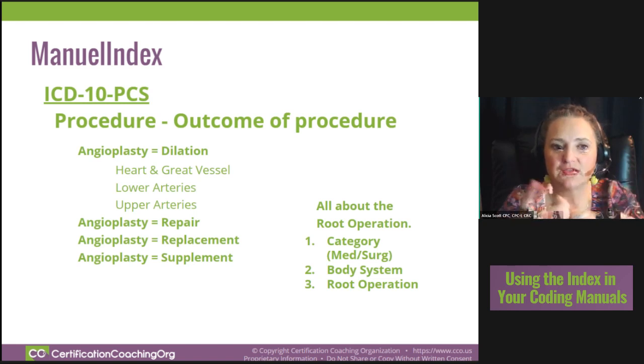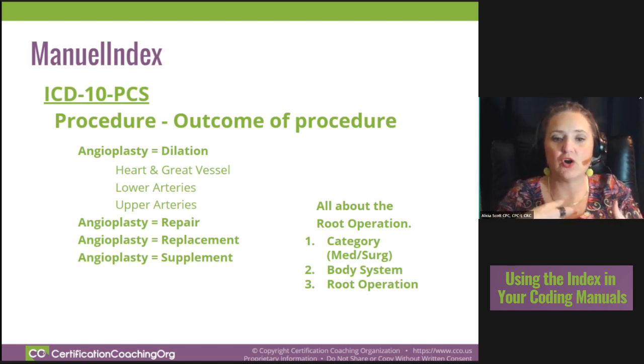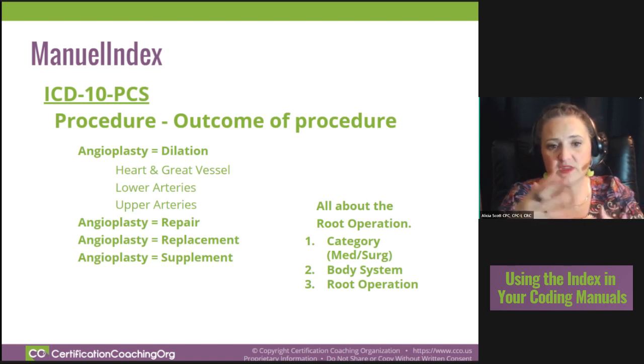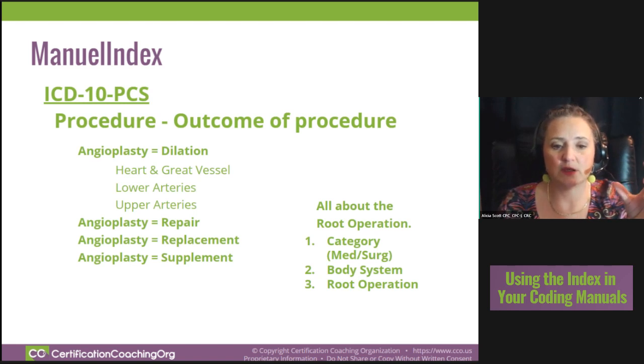The other key thing that you need to know to get the highest specificity is, are we going to do an angioplasty to the heart and great vessel? Or are we going to do lower arteries or upper arteries? Now, upper arteries are considered, we're talking extremities. We're talking about the arms. Lower arteries will be the legs, and the heart and great vessels are in the thoracic area. So that's talking about your heart, and then the aorta, and then it comes down through the superior and inferior vena cava, and things like that. So vena, is it an artery or is it a vessel?